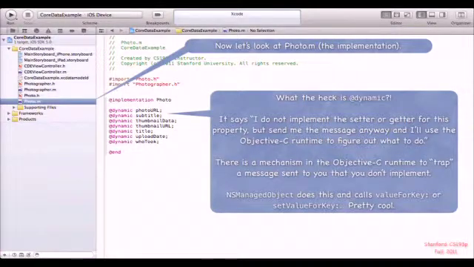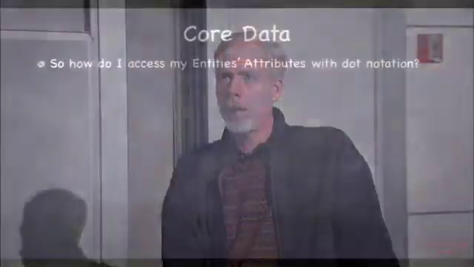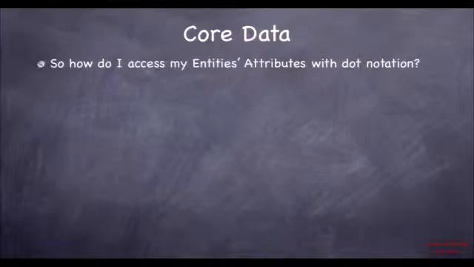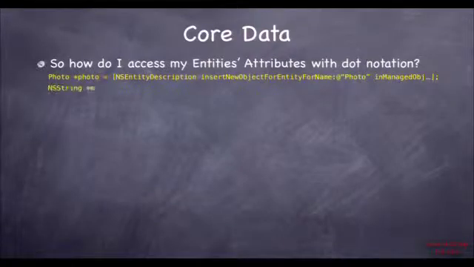Now, one thing is, every time you change your schema, you're going to want to regenerate these files, obviously, because you're going to have new properties or you remove properties or whatever. So that's a little bit of a problem, and we're going to talk about how to fix that in a second. So if I have these photo.m and h and photographer.m and h, how do I access my properties?